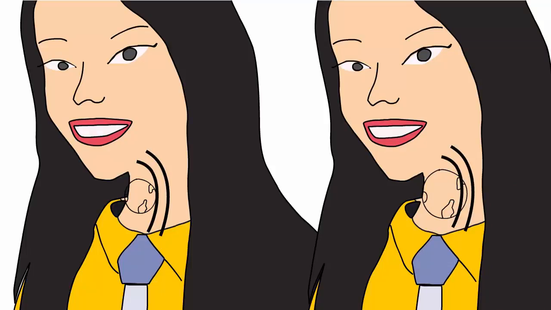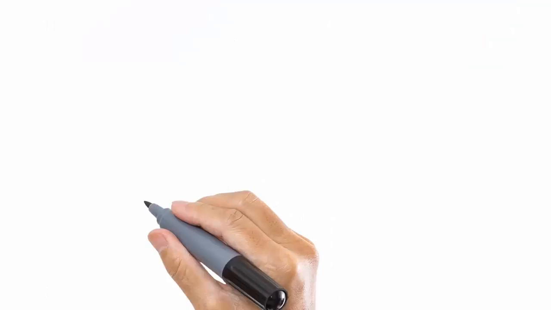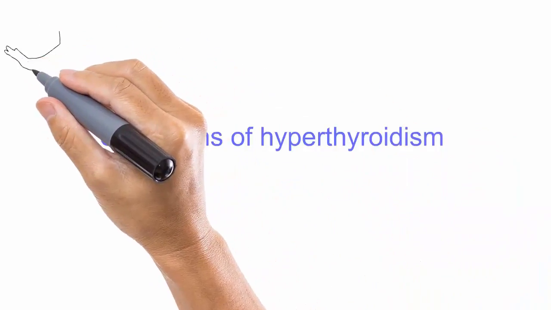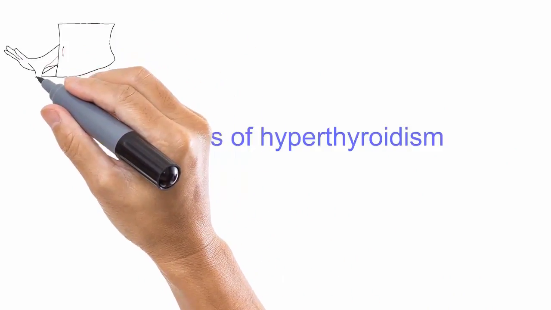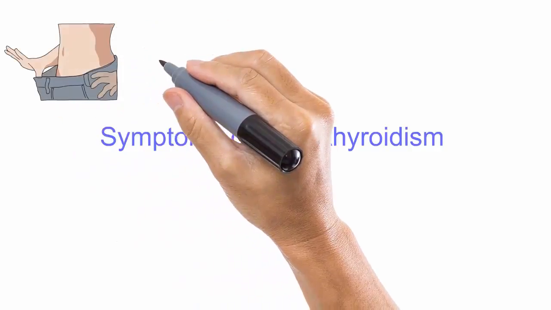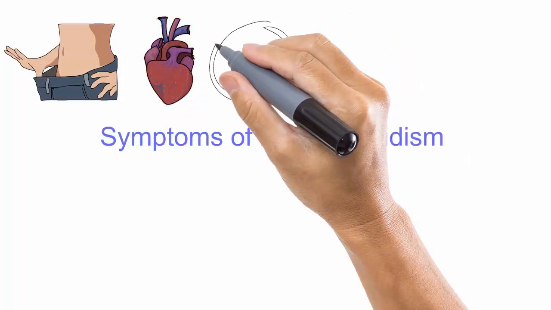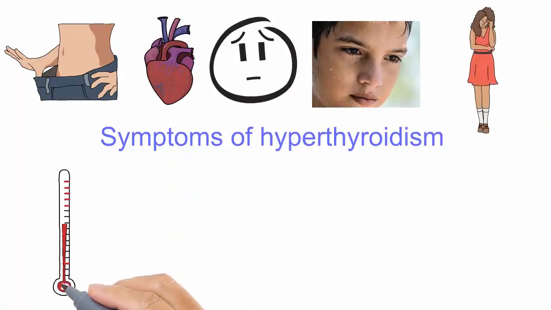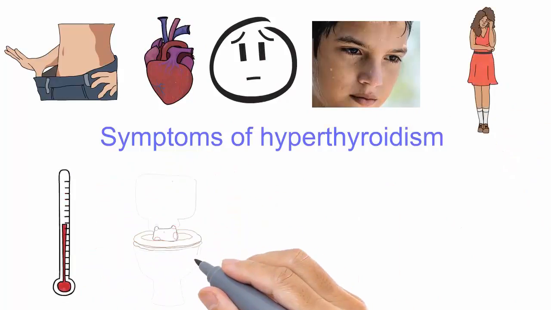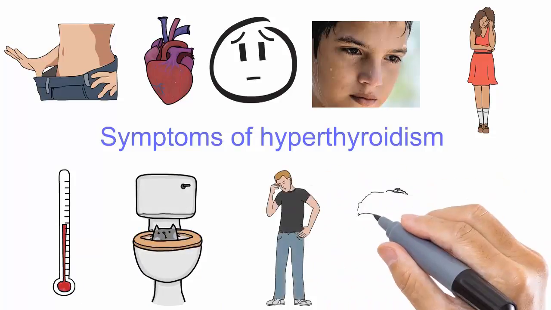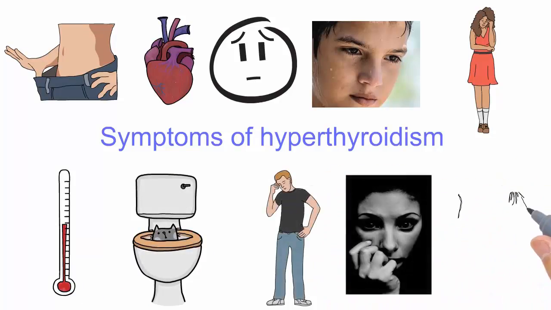So now what are the symptoms of thyroid problems? Symptoms of hyperthyroidism: hyperthyroidism basically increases the metabolism. So you will find sudden weight loss, rapid heartbeat, nervousness or anxiety, tremors, changes in menstrual pattern, increased sensitivity to heat, frequent bowel movements, fatigue or muscle weakness, difficulty in sleeping, or an enlarged thyroid gland.